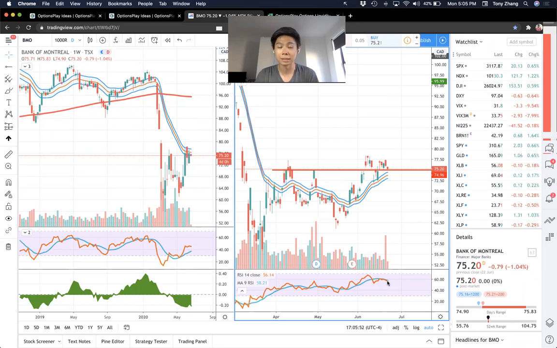I simply identified 75 as support. That doesn't mean the stock's going to rally. That just means the stock's not going to go below 75.